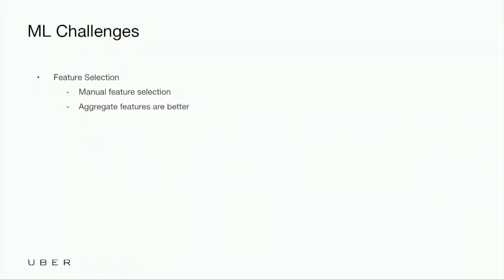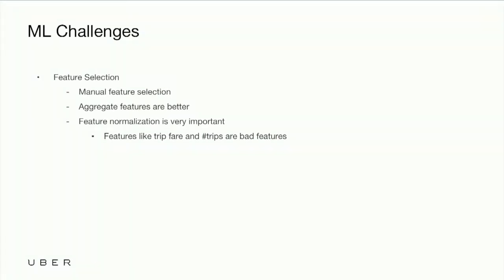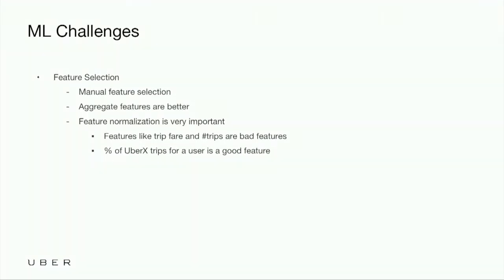It also depends upon the type of the feature. Aggregate features work much better than non-aggregate features. We have some examples here. Features like trip fare or number of trips on an account are bad features because they can range widely. You can have users with 1 trip and other users with 1,000 trips. There's no good, small range. But a feature like the percentage of UberX trips a particular user has taken neatly aligns in a 0 to 100 range.